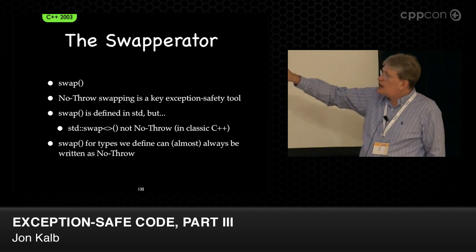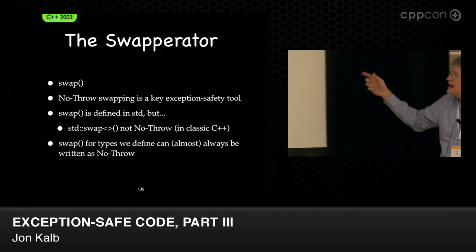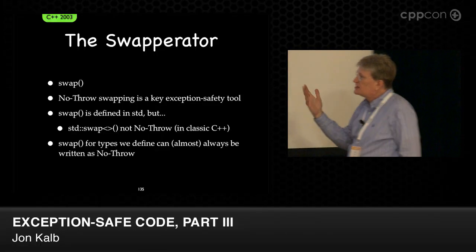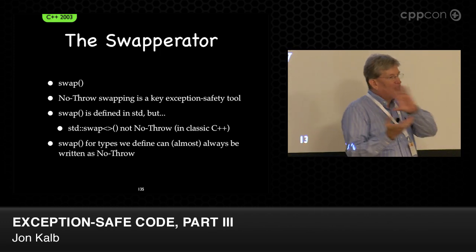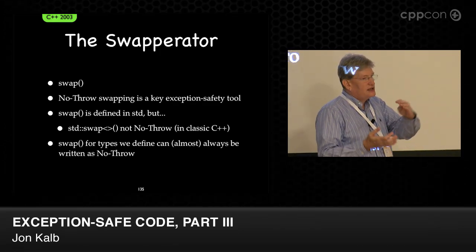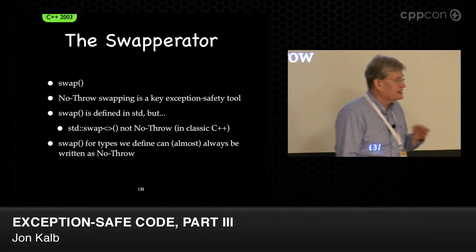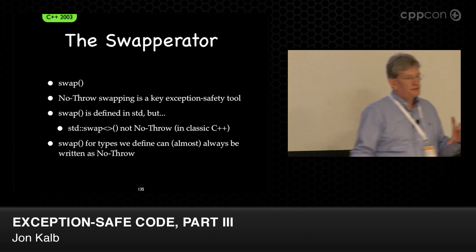Swap will swap two types, and we can define that. Generally speaking, we can define swap for our type as always no-throw. The reason for that is, if you think about it, ultimately every type we create is made up of some combination of fundamental types: ints, pointers, floats, things like this. And all of these things individually can always be swapped without throwing.